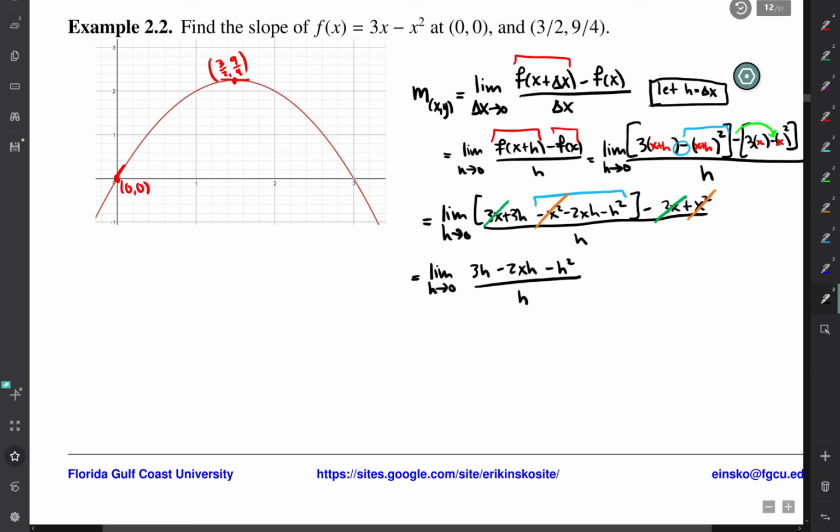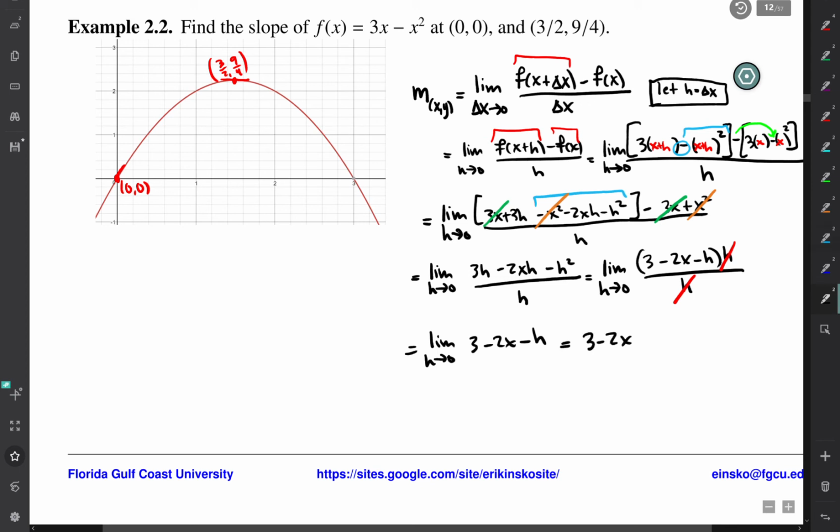And now you can factor an h out of the top. So I get the limit as h goes to 0 of (3 minus 2x minus h) times h, over h. All I did there was factor out an h. If you distribute that h back in, you get 3h minus 2xh minus h squared. But factoring out that h allows me to cancel the h on the top and the bottom. So finally the slope is going to be the limit as h goes to 0 of 3 minus 2x minus h. And so plugging in h equals 0 just gives me 3 minus 2x.